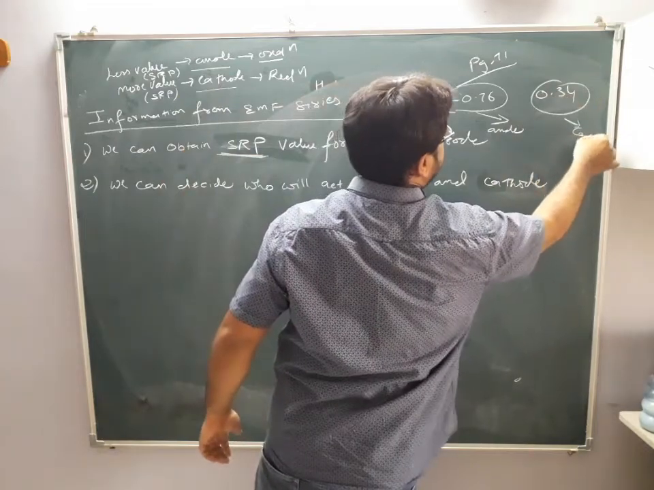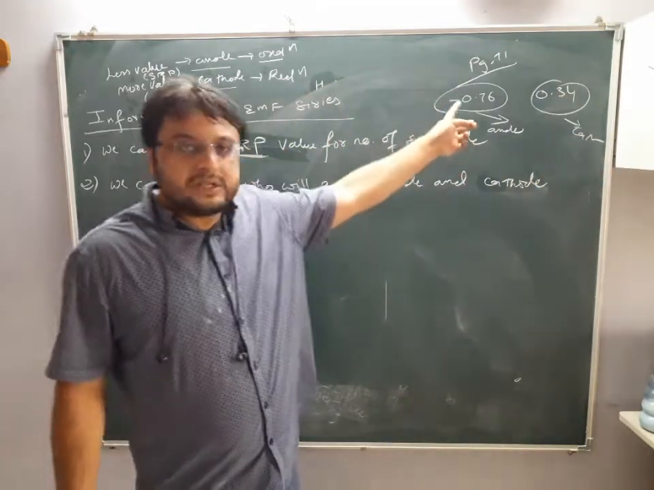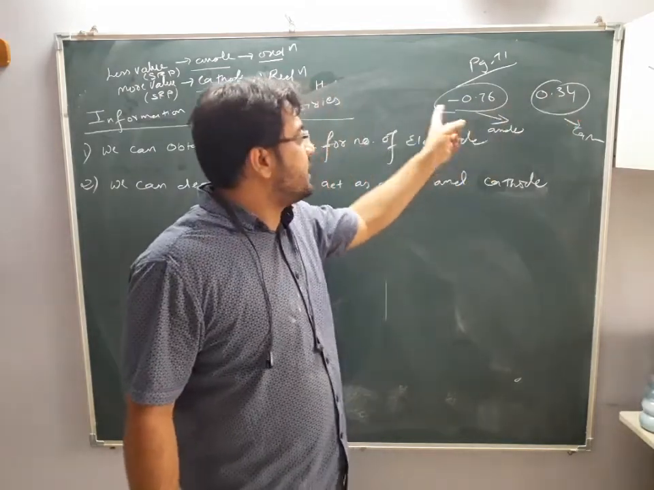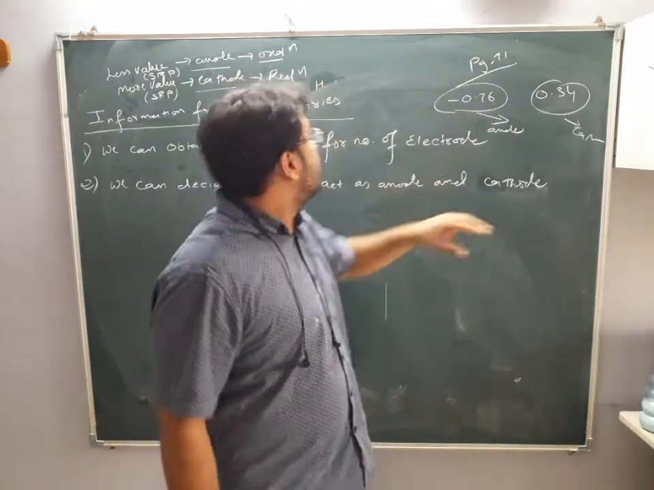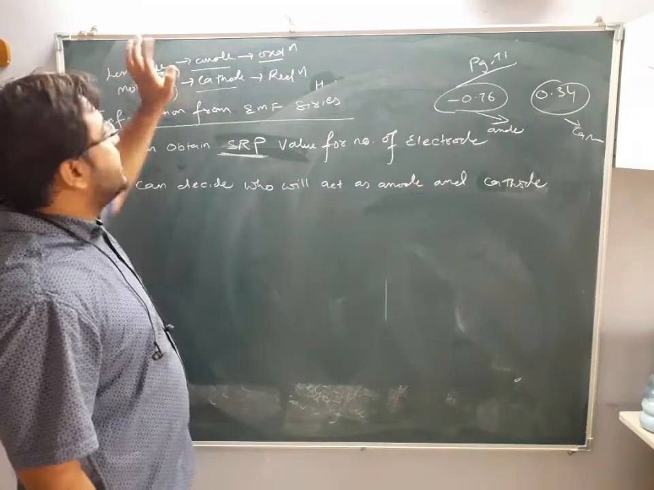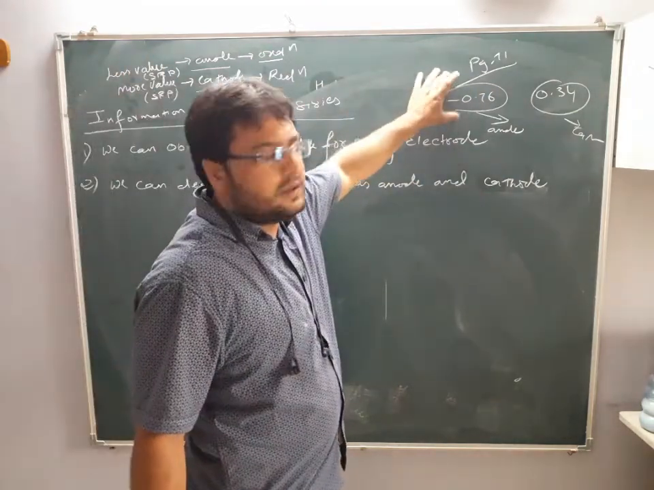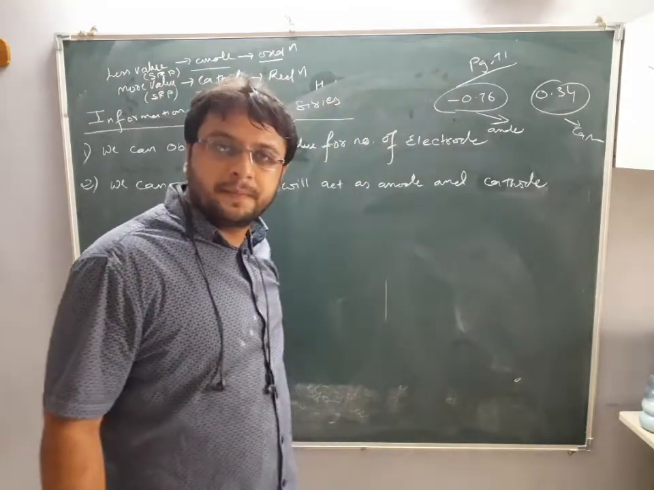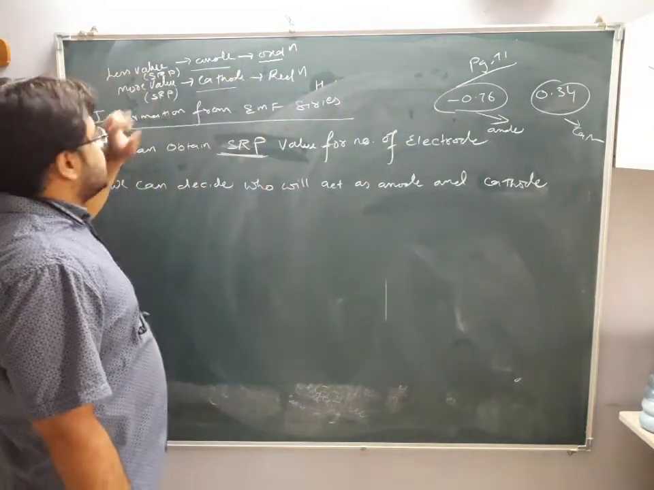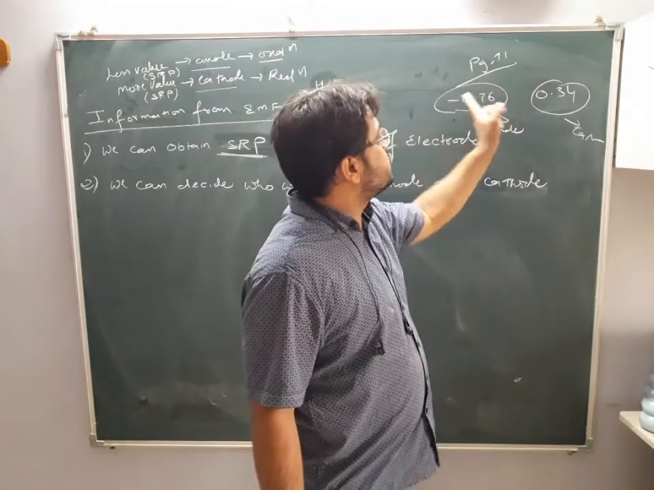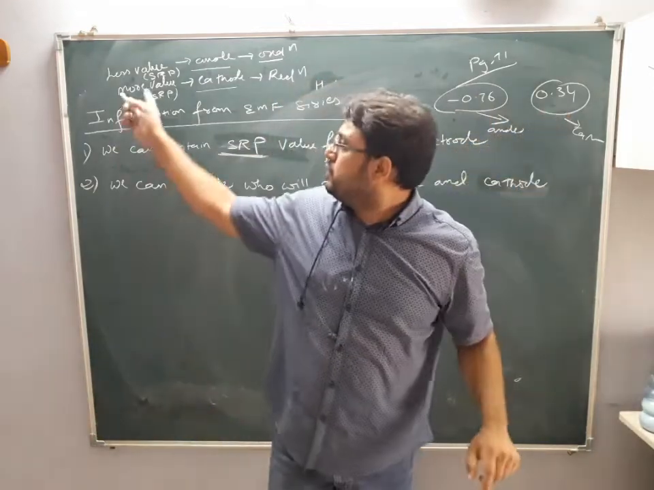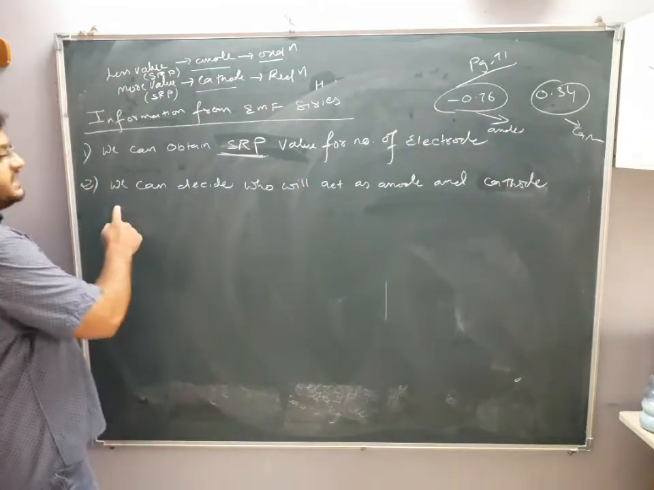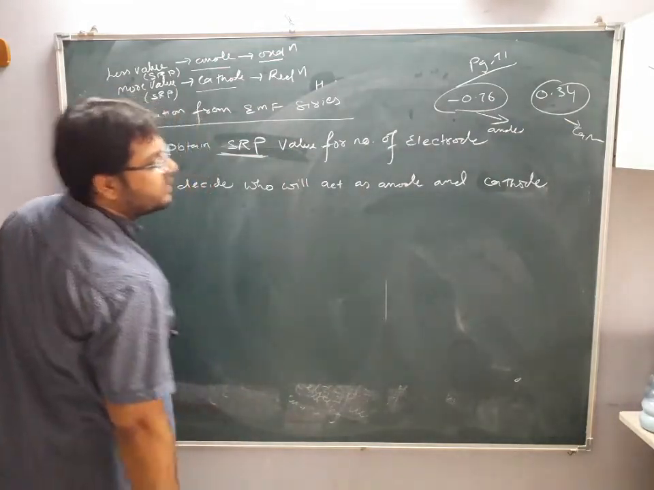In this way I am telling you. Yes or no? I have two values. Minus 0.76 and I have 0.34. Who is less? Minus 0.76 is less. So lesser value SRP, guarantee this is zinc. This will act as anode. At anode what occurs? Oxidation. More the value of SRP, in comparison of these two, this is the more value. More the value, cathode. Guarantee this will act as a cathode. So we can decide who will act as anode and cathode.